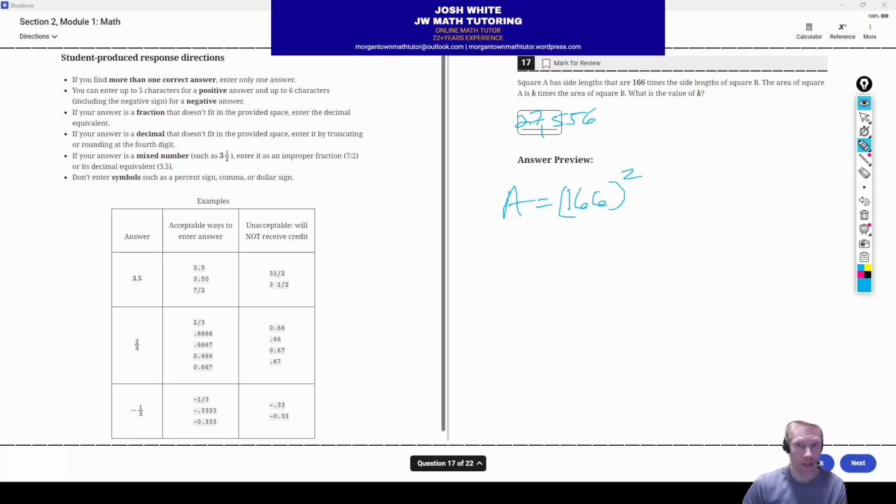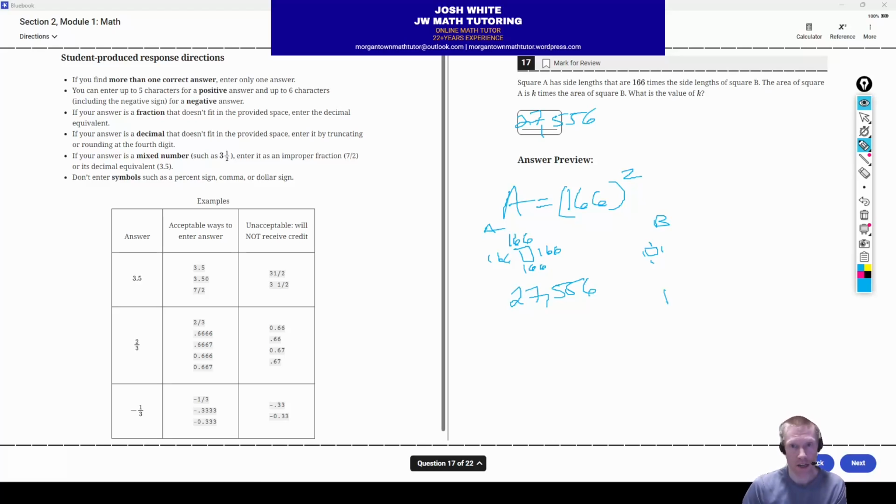Now, if you don't know that, if that didn't come to you intuitively, that's fine. Let's use the strategy of picking numbers. Say square B starts off with its sides as 1, 1, 1, 1. And then A, which is 166 times that, has sides 166, 166, 166, 166. So what's the area of square B? Well, it's just 1 times 1, it's 1. What's the area of square A? Well, 166 squared, which is 27,556.